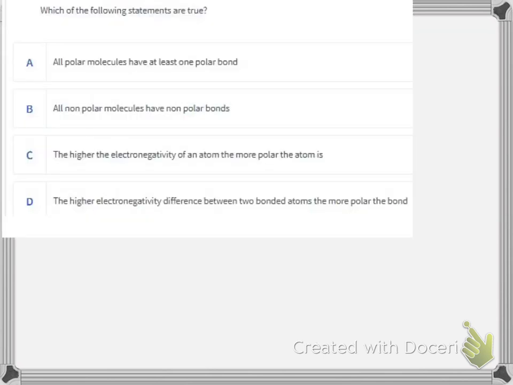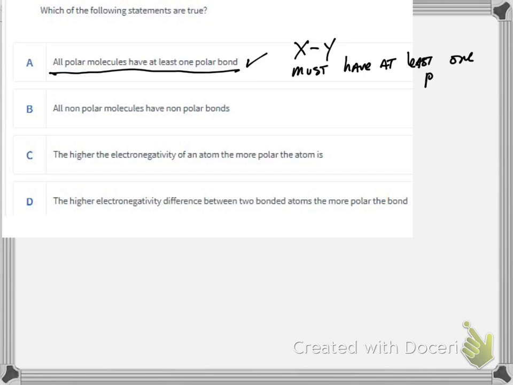Okay, so which statements are true here? The first one is: all polar molecules must have one polar bond. And that's fairly reasonable, given that there has to be some difference in energy in the bond. So there has to be at least one bond that's weaker than the others. And because of the difference in energy, how electrons are spending time around one atom versus another, that's what leads to a polarity. So at least one bond has to be polar.